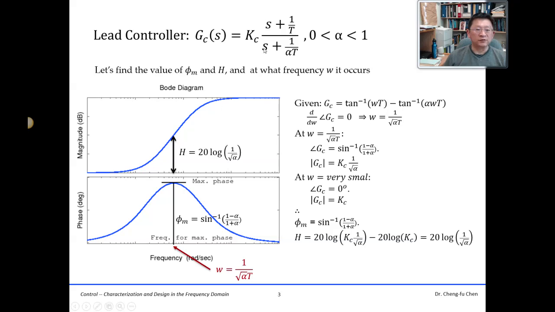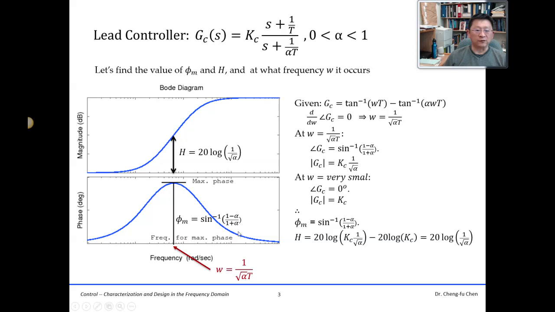So the first one, based upon these generic patterns, is in terms of Kc, which is the gain, T, which is a parameter, and alpha, another parameter. So in the lead controller there are three parameters we're going to find. First of all, in terms of the Bode plots, let's define certain key features. The first is to find at which frequency the controller has its maximum phase angle, and what that maximum is. Then at that frequency, what is the magnitude, which in the drawing is h.